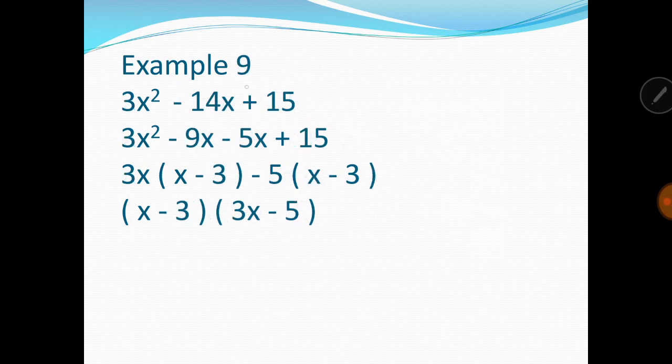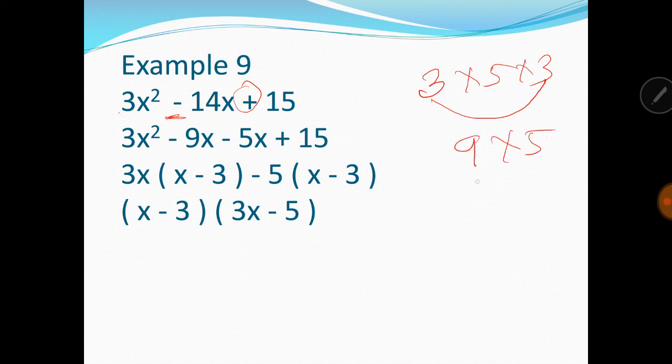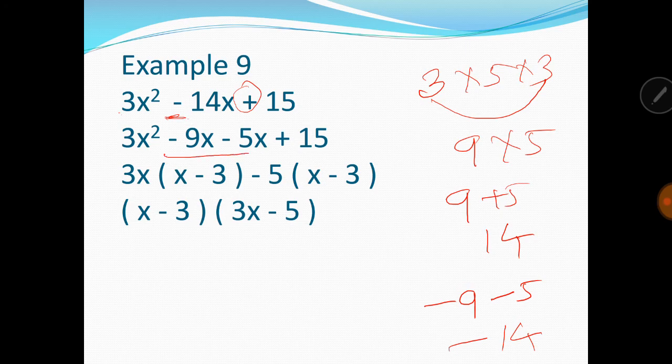This is another example where you have plus sign here but minus sign here, and you have a value greater than 1. So you take 3 and 5 times 3. So this is the total number, 5 times 3, 15 times 3, 45. Now you take these two factors, which are 9 and 5. So 9 times 5 is 45 and 9 plus 5 is 14. But you have minus sign, so you will take minus 9 and minus 5, that will give you minus 14. So this is minus 14, you convert into minus 9x and minus 5x. So that's the two factors.